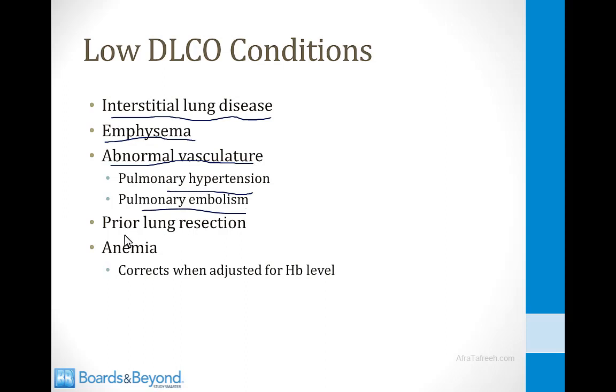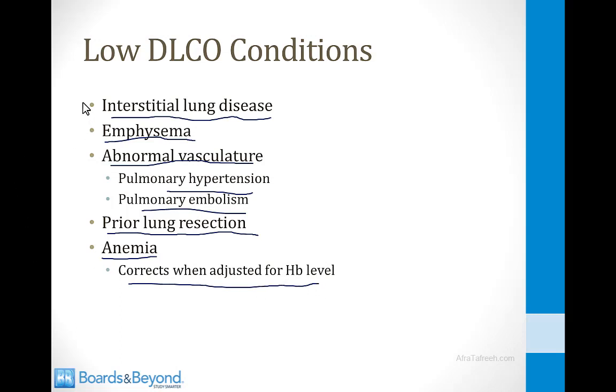A couple of other unusual things: if someone's had a lung resection for a tumor, they may have a low DLCO. Their alveoli are healthy, but they just have less alveoli around because the surgeon removed some of them. And then finally, patients with anemia have low DLCO because they don't have enough red blood cells to pick up the carbon monoxide. This will be normal if you adjust for the hemoglobin level.